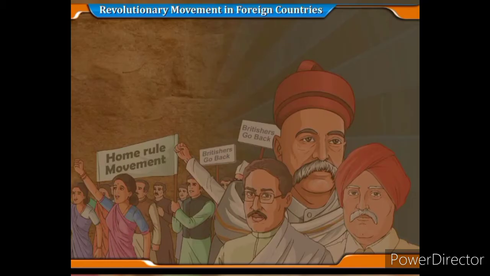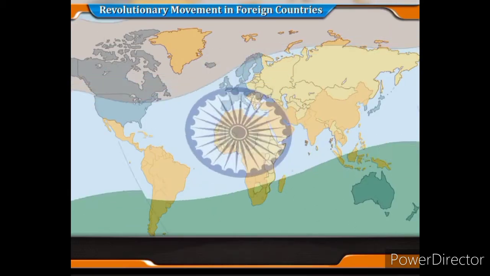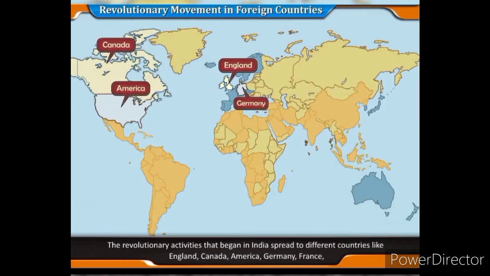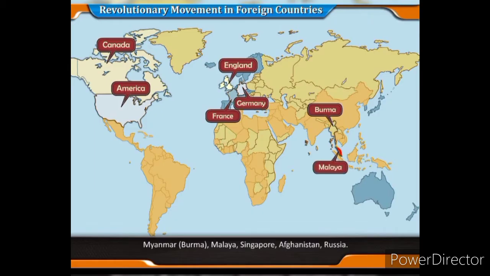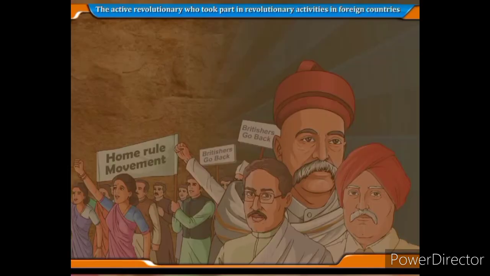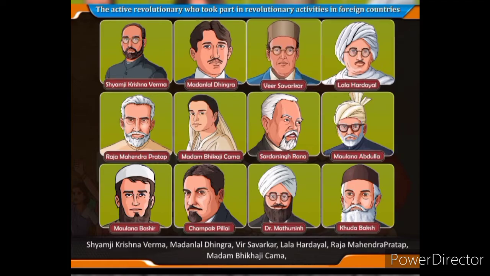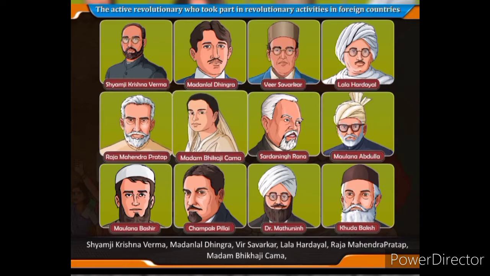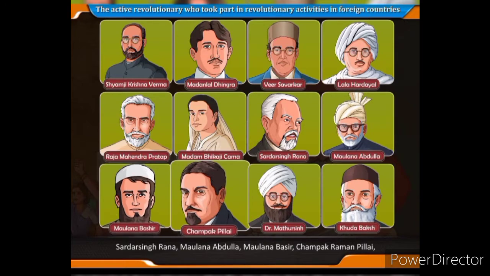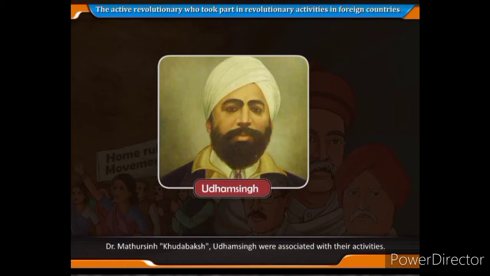Revolutionary movement in foreign countries. The revolutionary movement began in foreign countries also for giving freedom to India from the British. The revolutionary activities that began in India spread to different countries like England, Canada, America, Germany, France, Myanmar or Burma, Malaya, Singapore, Afghanistan, Russia. The active revolutionaries who took part in revolutionary activities in foreign countries are Shyamji Krishna Varma, Madan Lal Dhingra, Veer Savarkar, Lala Hardayal, Raja Mahendra Pratap, Madam Bhikaji Kama, Sardar Singh Rana, Maulana Abdullah, Maulana Basir, Champak Raman Pillai, Dr. Mathur Sen, Khuda Baksh, and Udham Singh.